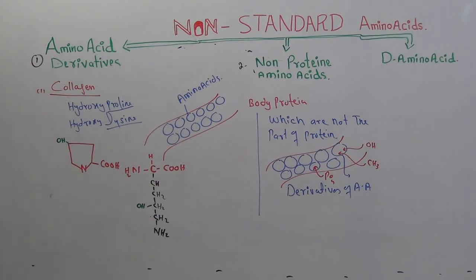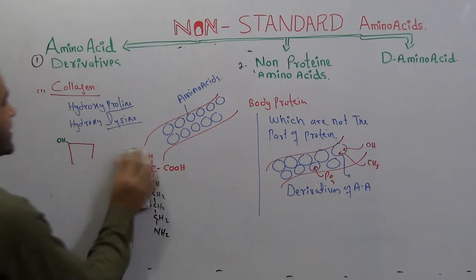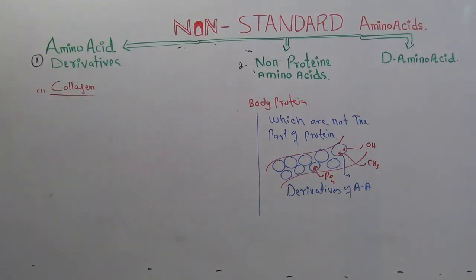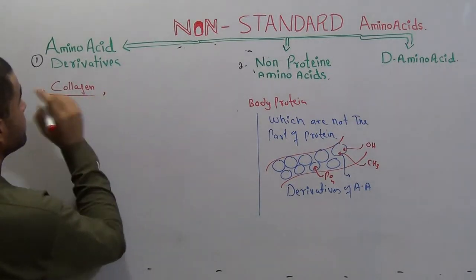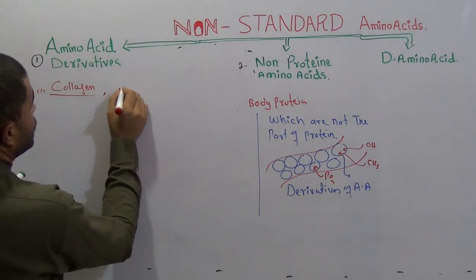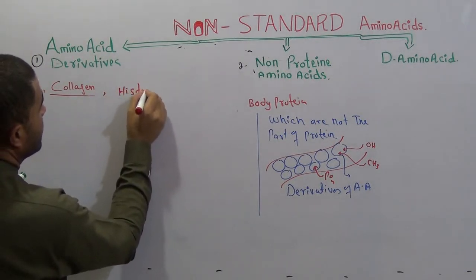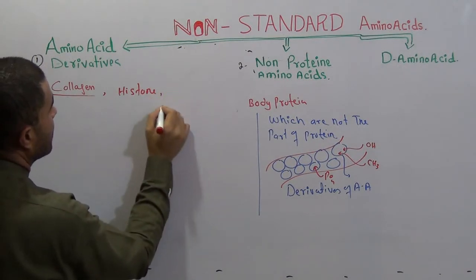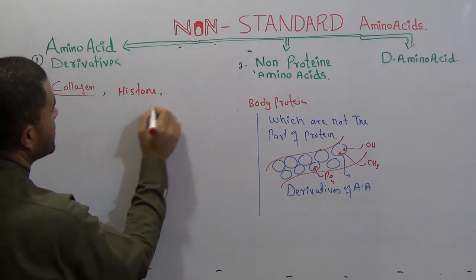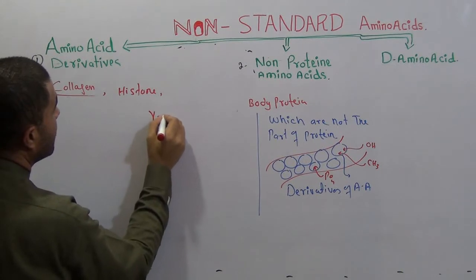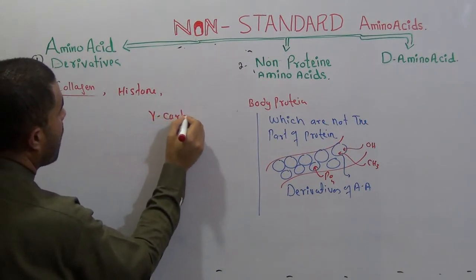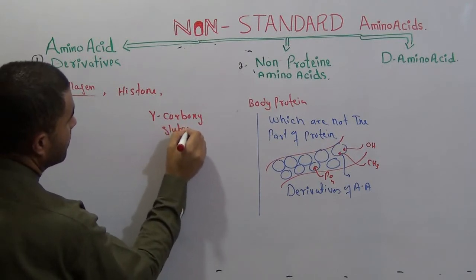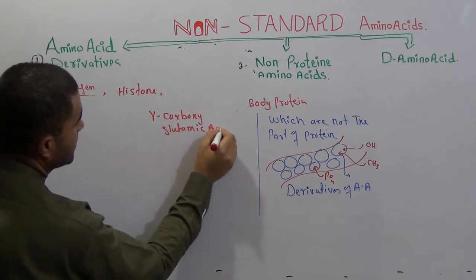Collagen. One more thing is, beside collagen we have some more proteins, that is histone protein, and one more is gamma carboxyglutamic acid. Fine.